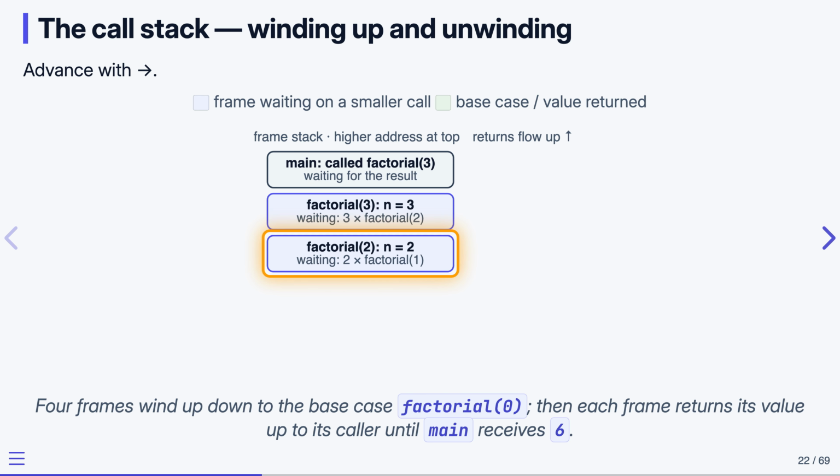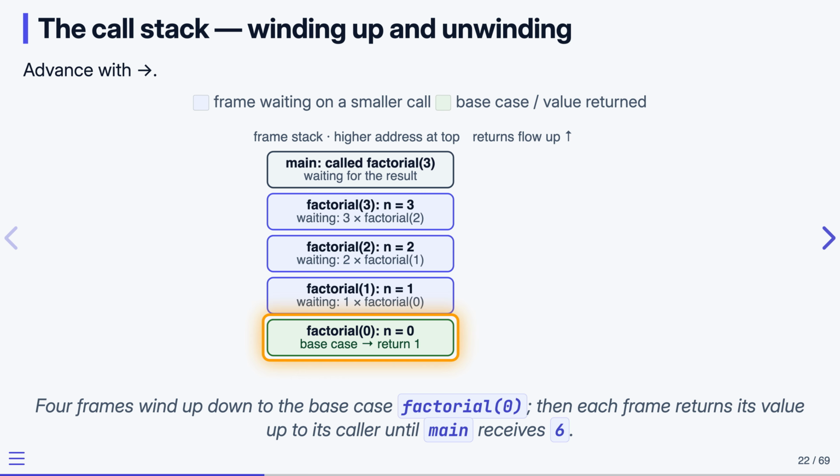Factorial of 2 is called. A new frame is pushed, even lower. It holds n is equal to 2, and it waits on 2 times factorial of 1. The frame for factorial of 3 is still there, still waiting. Factorial of 1 is called. Another frame is pushed. It holds n is equal to 1, and it waits on 1 times factorial of 0.